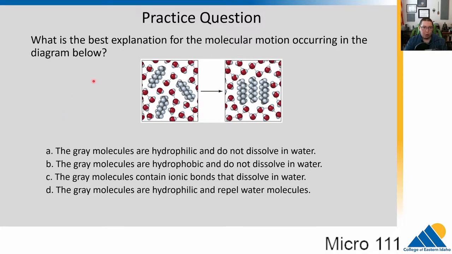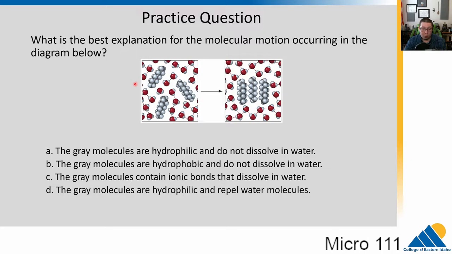All right, another review question here. What is the best explanation for the molecular motion occurring in the diagram below? So we have some molecules here, and then they are moving to this state here. So is it A, the gray molecules are hydrophilic and do not dissolve in water? Is it B, the gray molecules are hydrophobic and do not dissolve in water? So different term here. Is it C, the gray molecules contain ionic bonds that dissolve in water? Or D, the gray molecules are hydrophilic and repel water molecules? Okay, pause the video, think about that one.